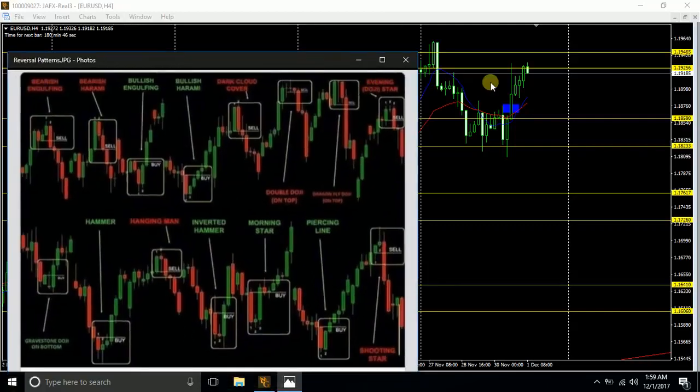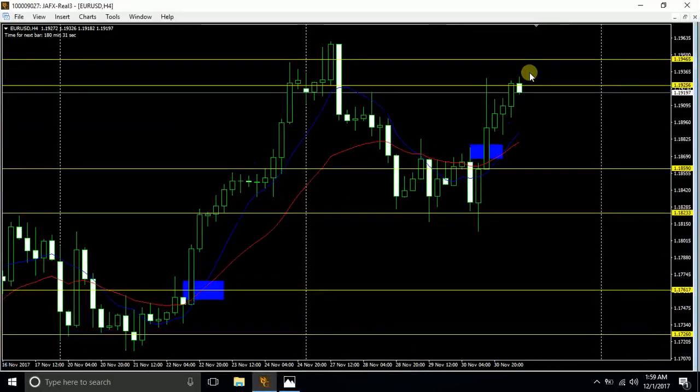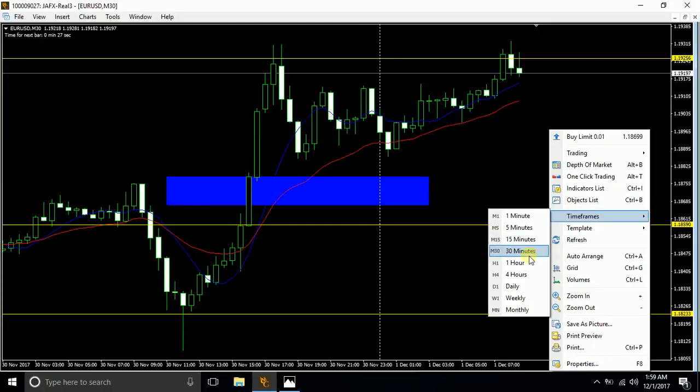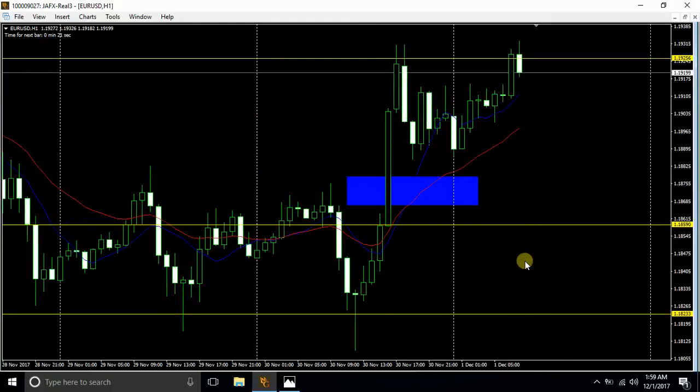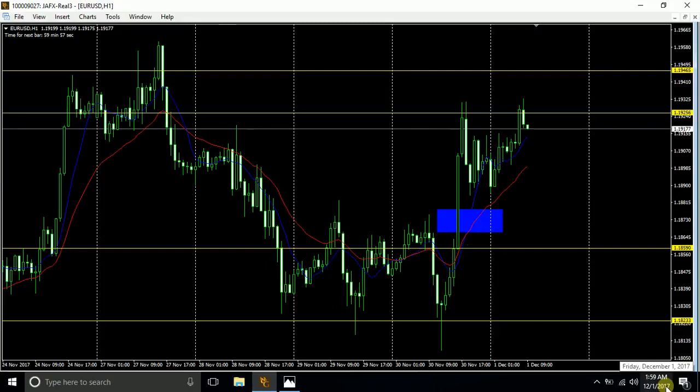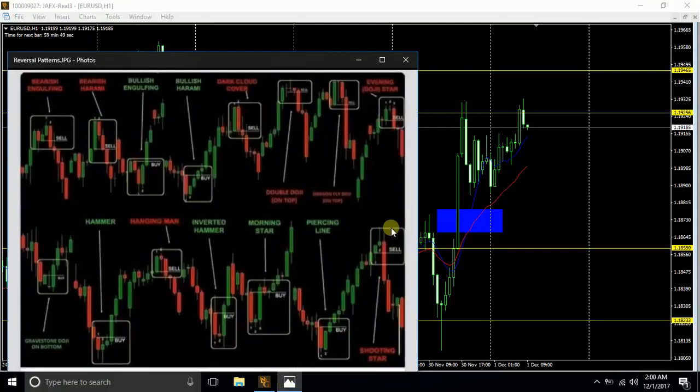Now, mind you, this particular candle doesn't close until 5 a.m. So we have 3 hours for this particular candle to close. Now, here on the hour, we just had an hour candle close. So let's take a look.